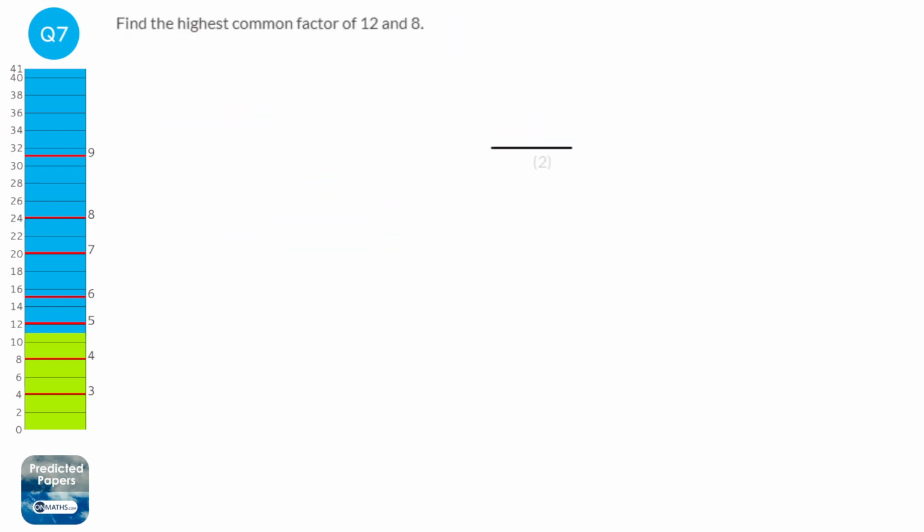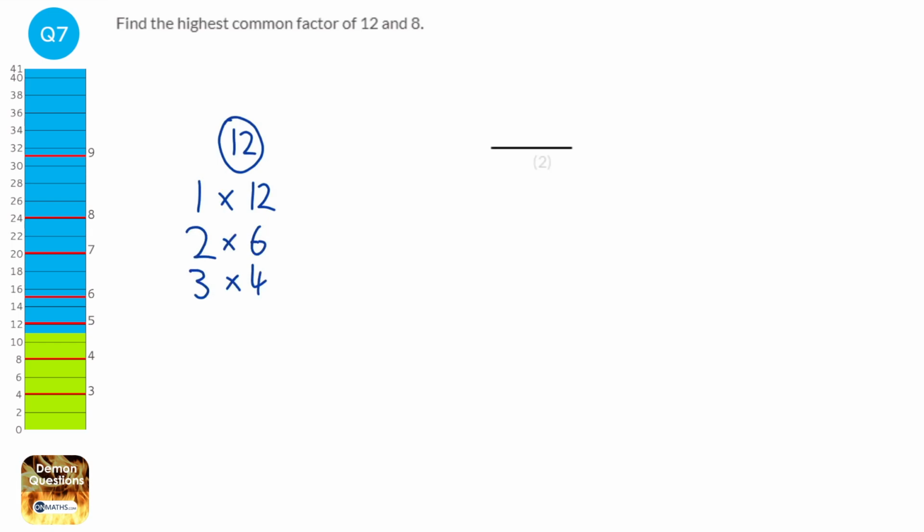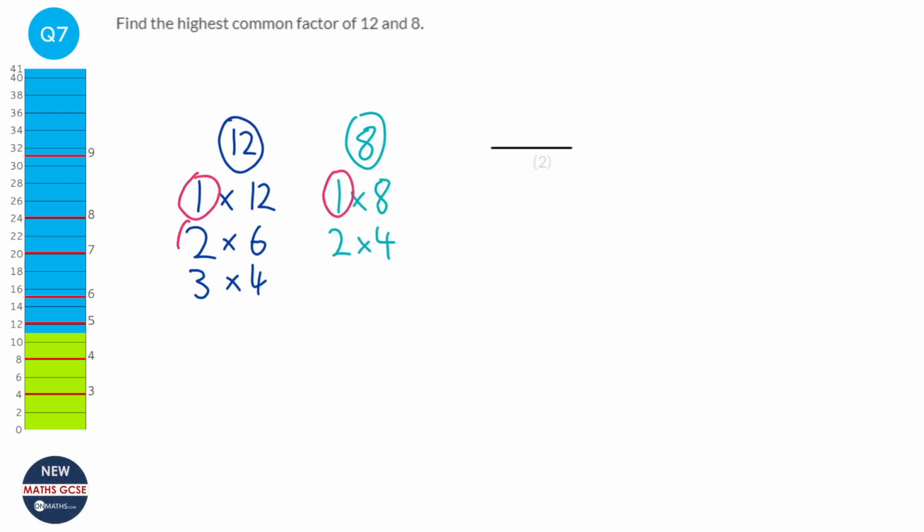To find the highest common factor, we're going to first of all just write out the factors of 12. So 1 times 12 is 12, 2 times 6, and 3 times 4. And we're going to do the same with 8. 1 times 8 is 8, and 2 times 4 is 8. So those are all the factors of 12 and 8. And we look at the common factors, so they both have 1, they both have 2, and they both have 4. And so the highest of those is the 4. So the highest common factor is 4.